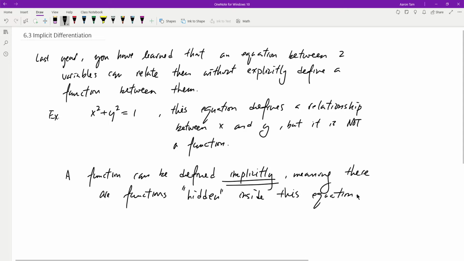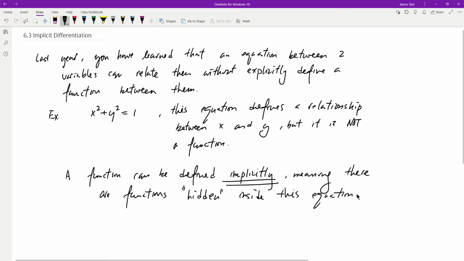And the word implicit basically means imply. So they mean that this equation, even though it does not directly define a function between x and y, could be modified into a function between x and y. Obviously, the problem here is the following. If you look at this equation, I'm hoping everyone understands that this equation is a circle. And a circle by itself is not a function because it doesn't pass the vertical line test.